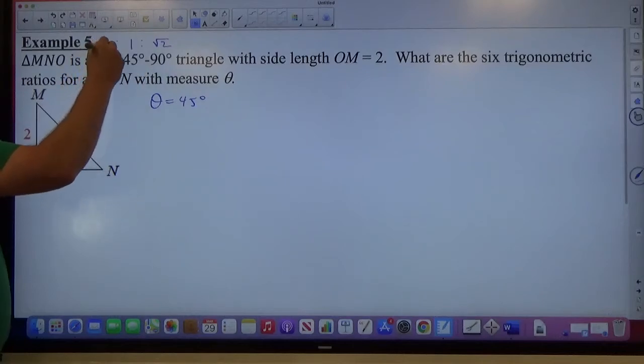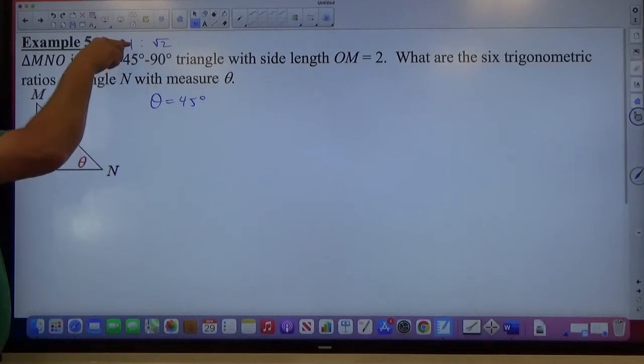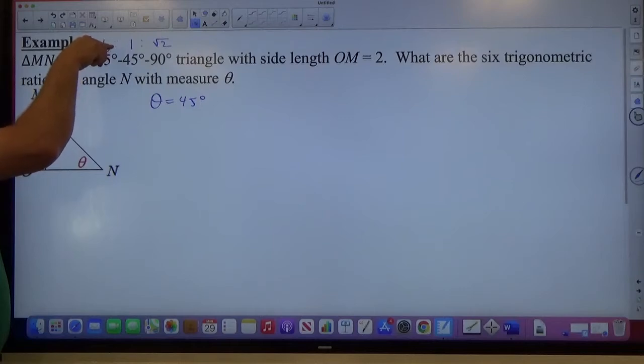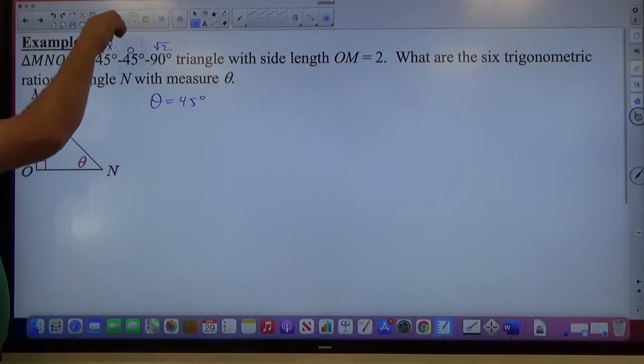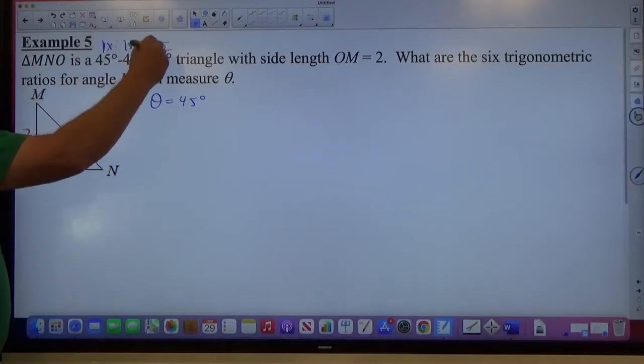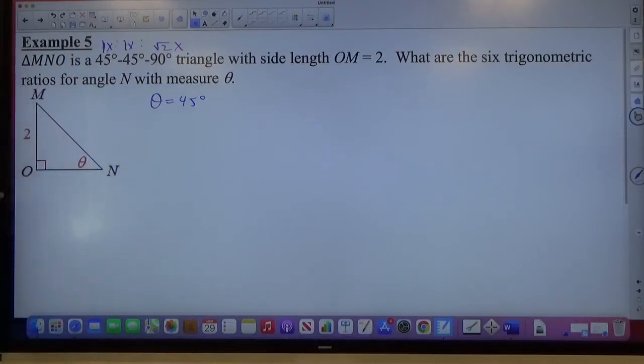if you put an x on that ratio, so 1x, 1x, and the square root of 2x. All right? If you have a side related to the 1, in this case this side's 1, right? So 1x equals 2. So whatever this number is, that's what x is. So 1 times 2 is 2, x is 2. So 1x, and x times the square root of 2.